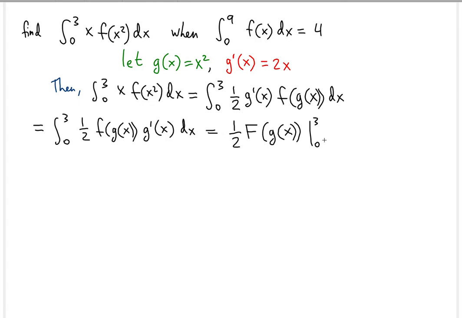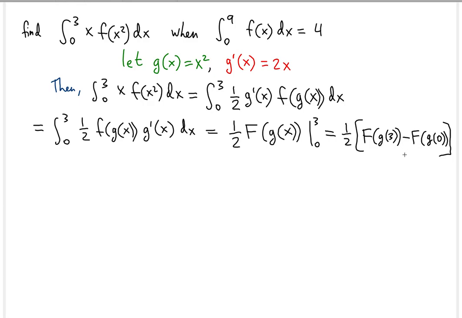Now, here's the thing. If we use the first fundamental theorem of calculus, we can express it as 1/2 of F of g of 3 minus the F of g of 0, right? The upper limit, subtract the lower limit from the upper limit, when you evaluate the antiderivative function that you've derived.